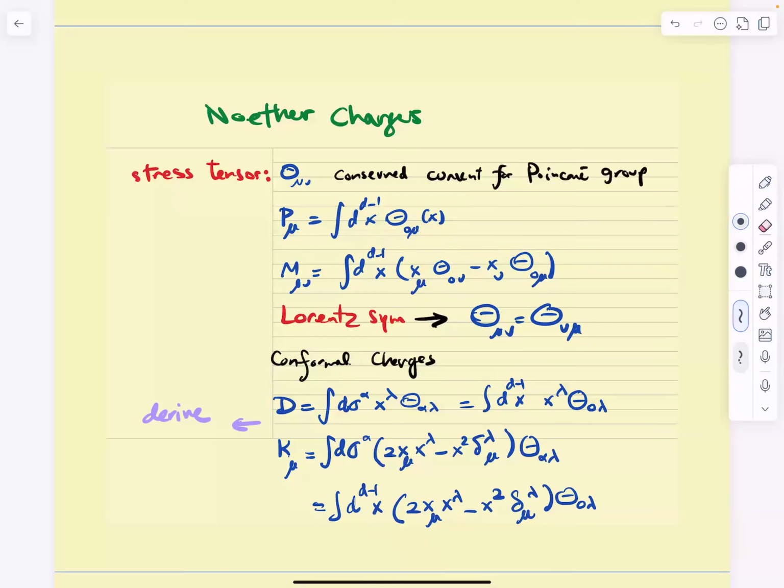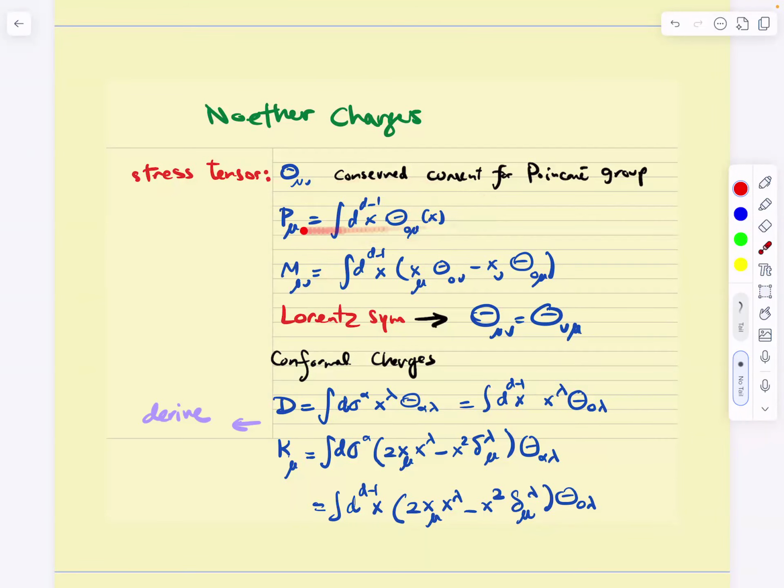If I pick mu to be I, this is momentum flux, sorry, momentum flux. I integrate it on a constant time slice and I get momentum. So it's like momentum density, if you wish. If I pick 0, 0, that's energy density, I integrate it, I get P0, which is the Hamiltonian, which is energy. That's why theta 0, 0 is energy density.